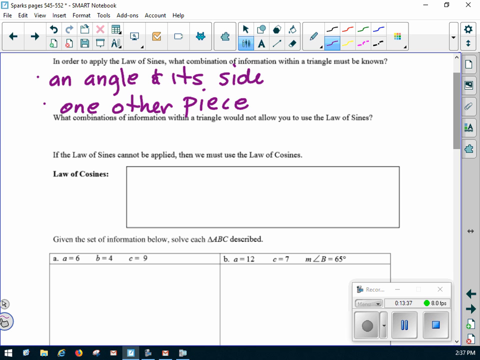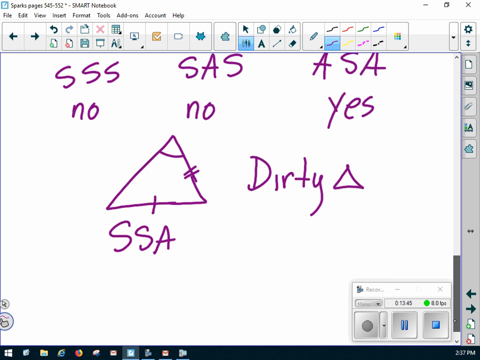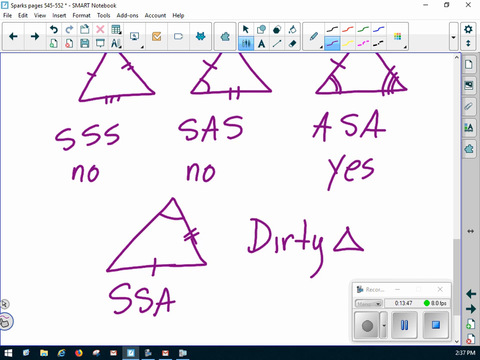What combinations of information within a triangle would not allow you to use law of sines? Anything that doesn't give us the above. You could not do side, side, side, or side, angle, side.